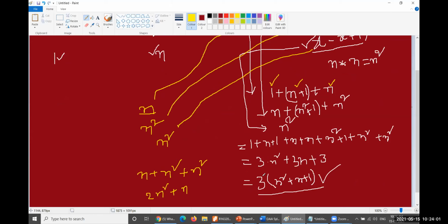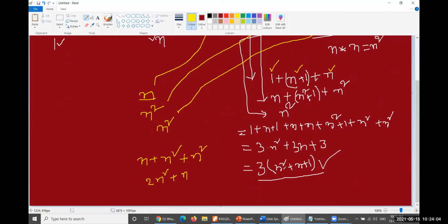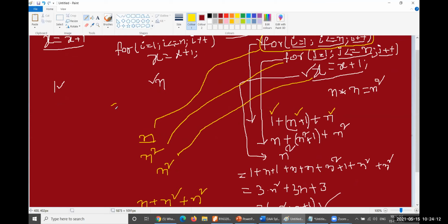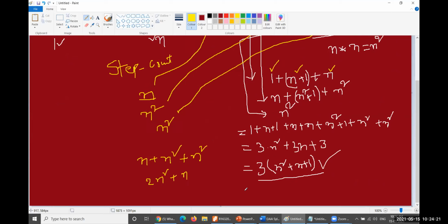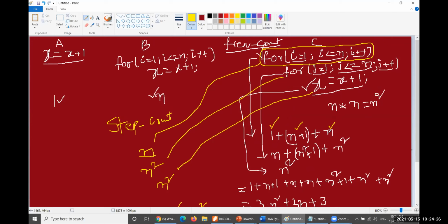Let us observe the difference between these two. This is 3 into n squared plus n plus 1 as far as frequency count, whereas it is 2 into n squared plus n for step count. That is the basic difference between the step count and the frequency count. In this way, we have to calculate. Hope that you got the clear idea. Of course, I have taken only the polynomial kind of case. For program segment A, the frequency count and step count will be the same.